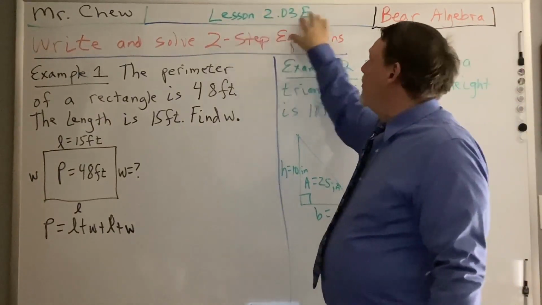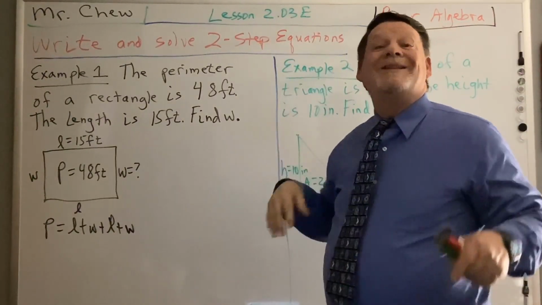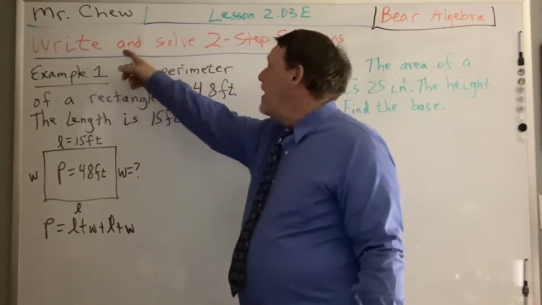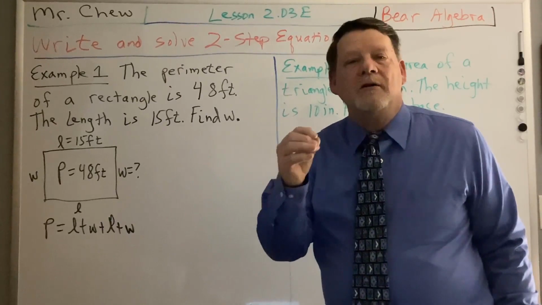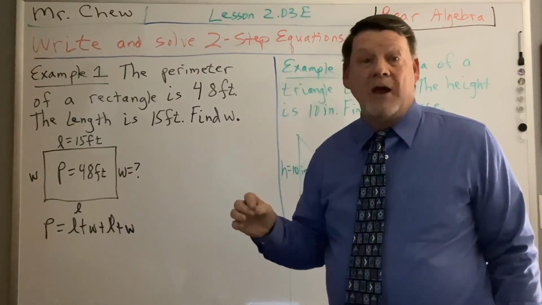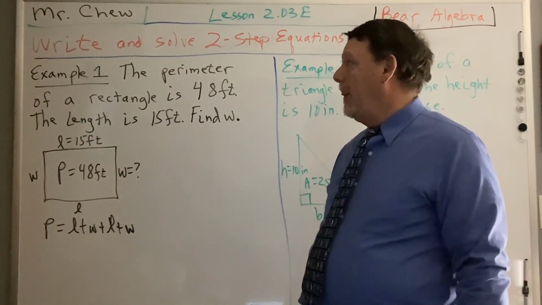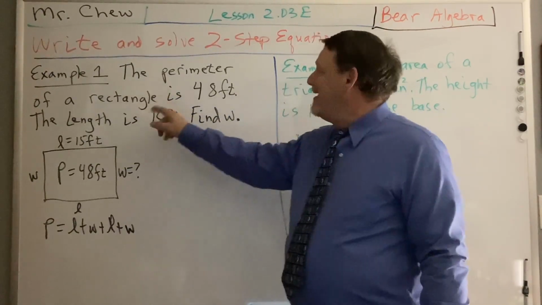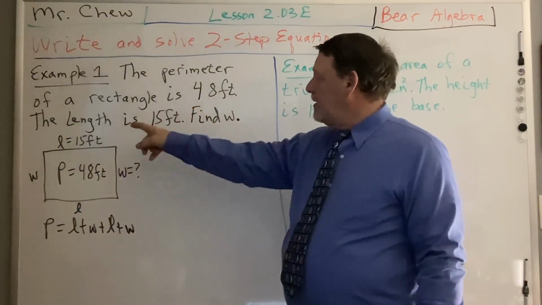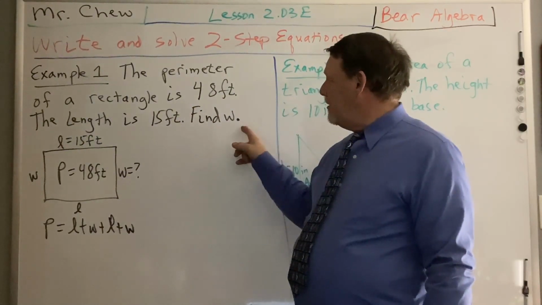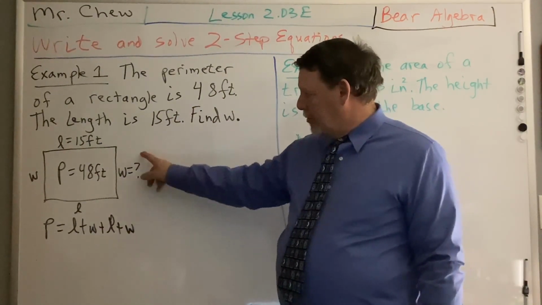I number this lesson, but the topic of it is writing and solving two-step equations based on geometry or area and perimeter problems. So in example 1, it says the perimeter of a rectangle is 48 feet. The length is 15 feet. Find the width. So I've got a question mark here.